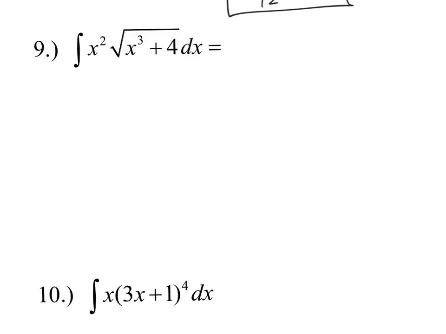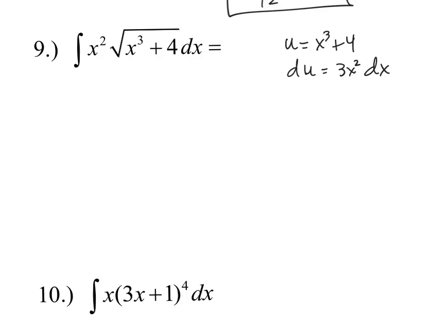And then in number 9, I hope you can see that this is another composition of functions. Notice we have a square root function, but what is the radicand? What's the inside of that function? It's another function of x cubed plus 4. So this inner function is what we're going to choose for u. We're going to let u be x to the 3rd plus 4. Then du will be 3x squared dx.